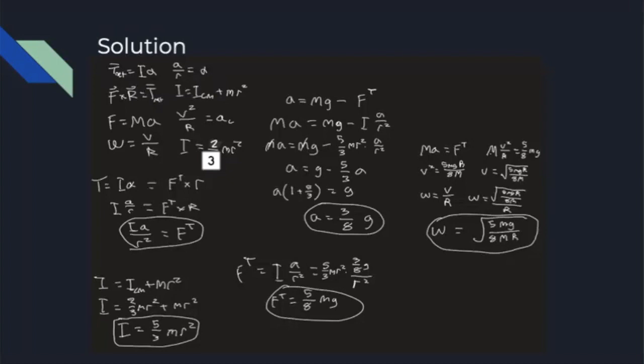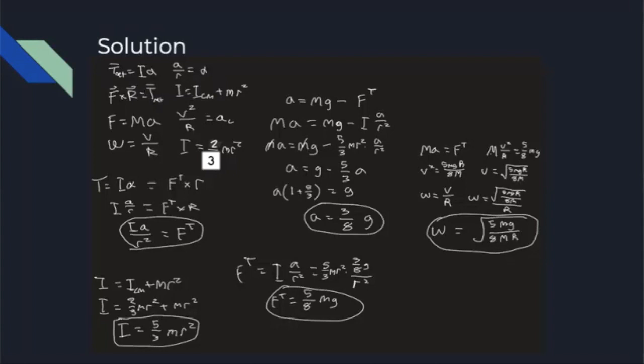Now we will convert the velocity to angular velocity by dividing the velocity by the radius of the disk. When you do that, the R goes into the denominator, and we're left with the angular velocity being square root of 5 times mass of the ball times gravity divided by 8 mass of the box, radius of the disk.